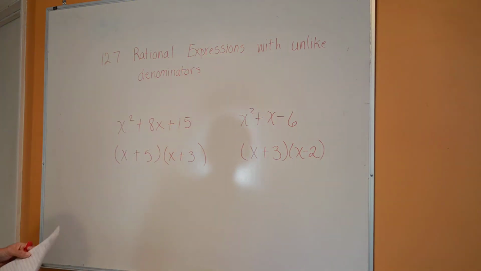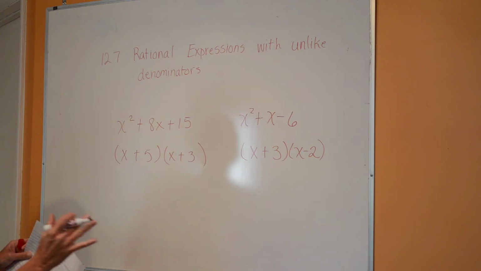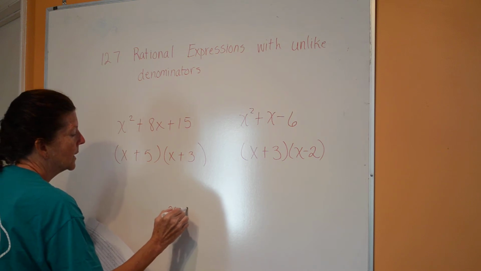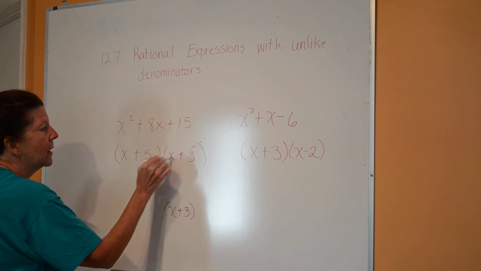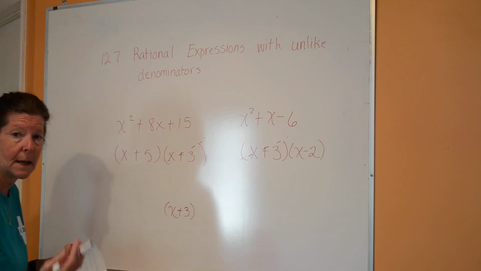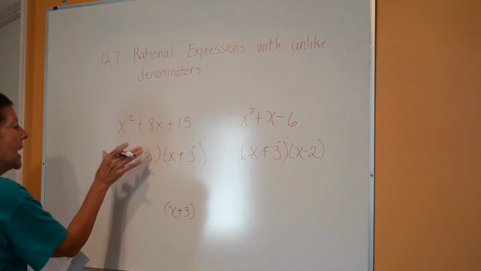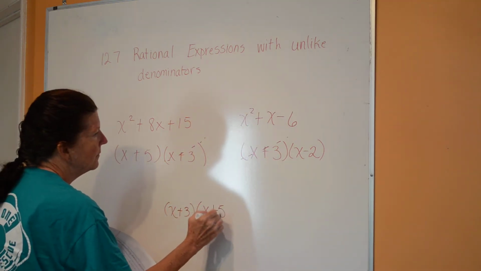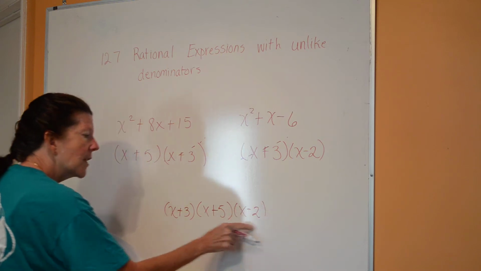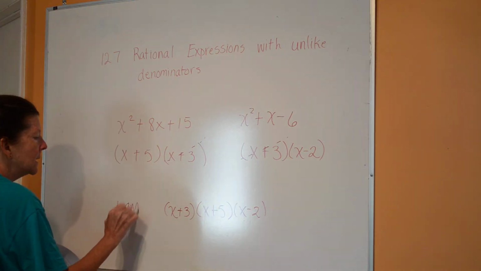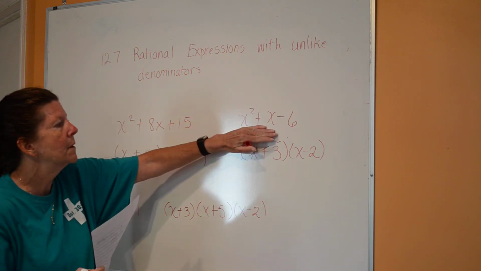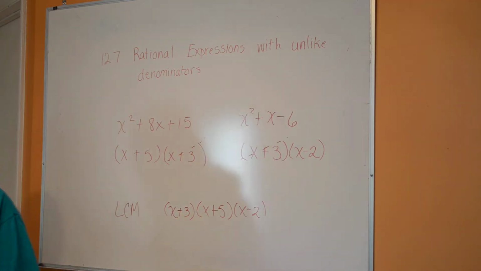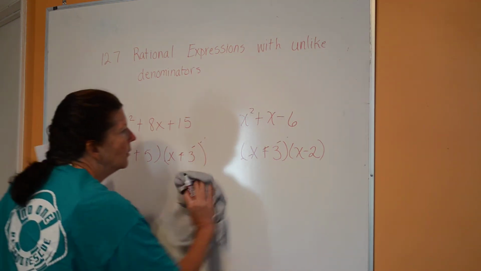All right, to find the least common multiple between these two, now follow what I'm saying. I'm going to find what they have in common. They both have an x plus 3. So I'm going to bring the x plus 3 down, and then I'm going to lightly mark it out because I'm going to need to be able to see it later. Then I bring down everything that isn't marked out. So x plus 5 and x minus 2. That right there is the least common multiple, or if these were on the bottom of the fraction, this would be the common denominator.